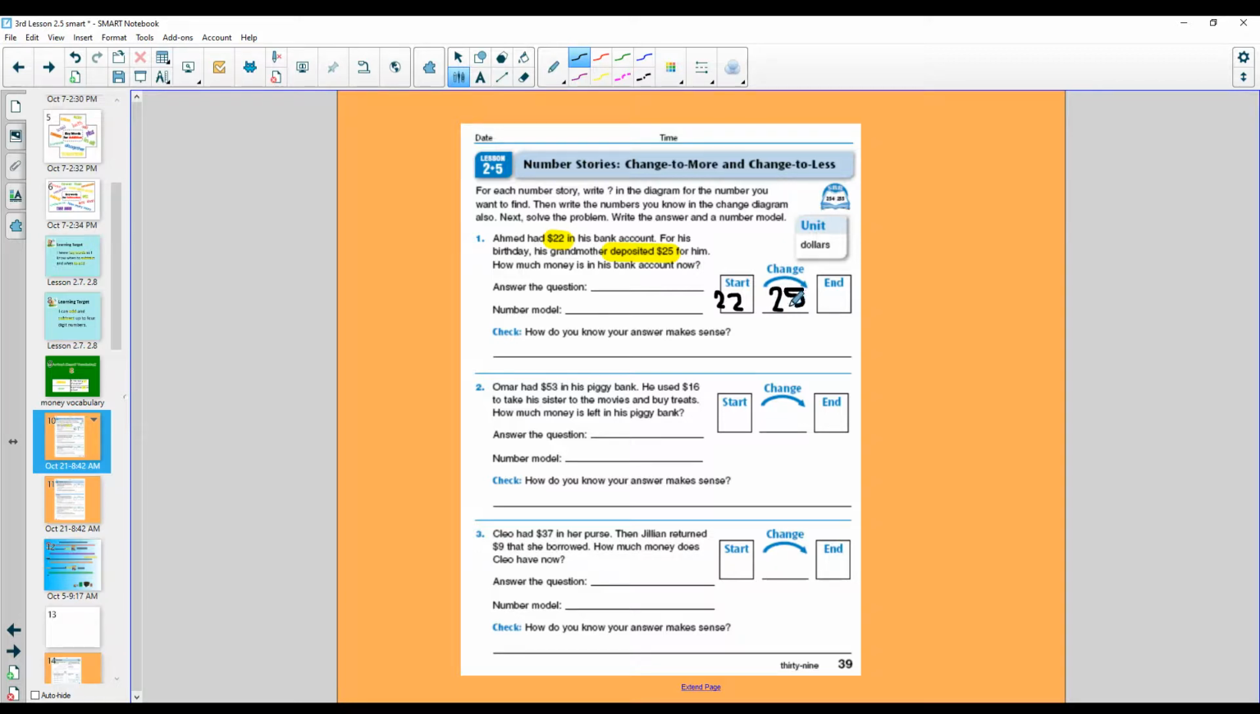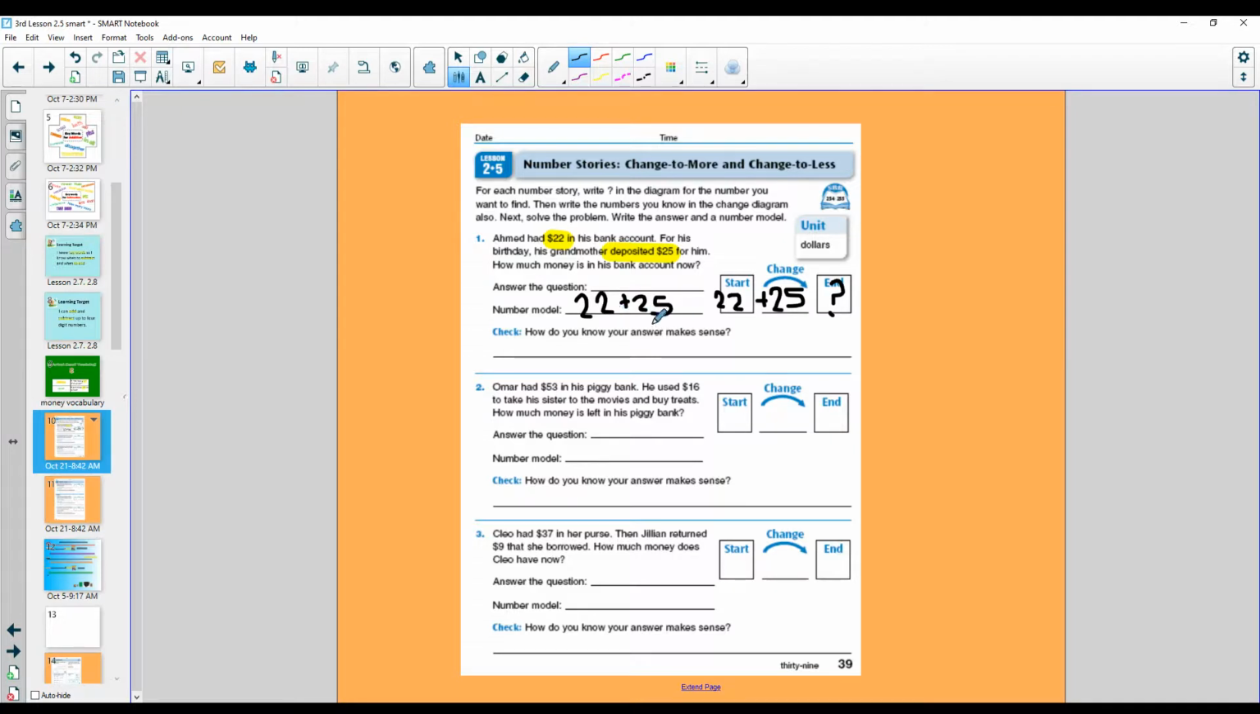So when she deposits, do you remember what it meant to deposit? Add. Now we're going to try to figure out how much he ends with. How much does he have now? All right, so we are adding in this story. The key problem is adding. All right, so here we go. I am going to show my number model. 22 plus 25. Then we're going to put our answer right up here.